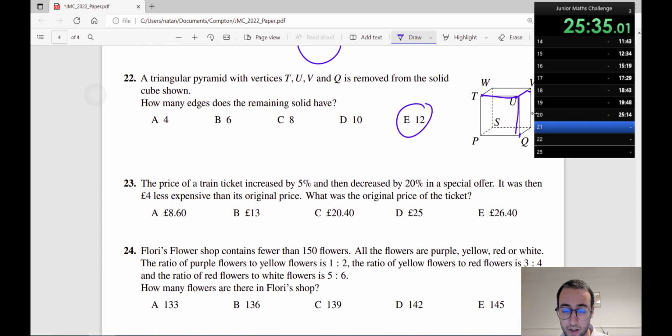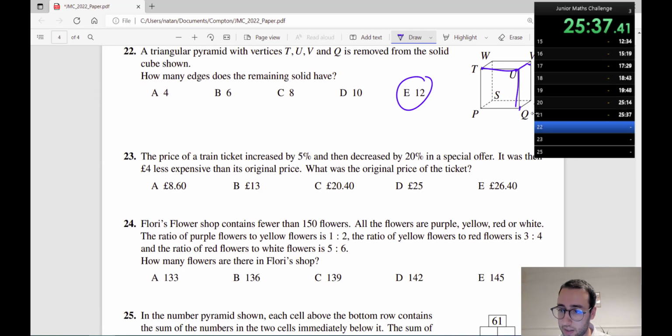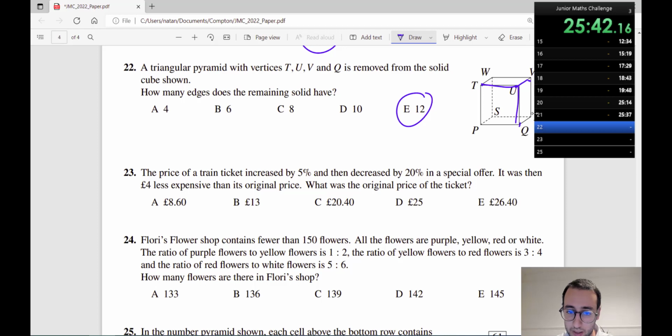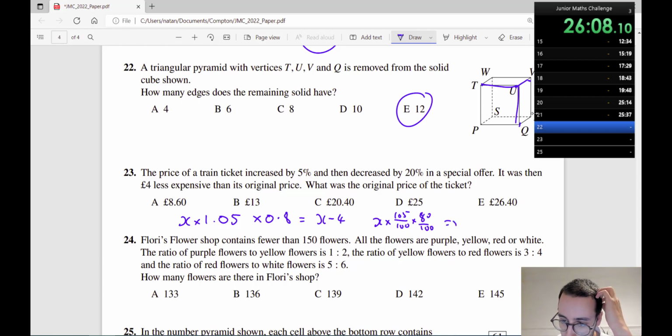That's a weird question. Price of train ticket increases by 5%, then decreases by 20% for a special offer. It was then 4 less. Okay, so we've got x times 1.05 times 0.8, that's a decrease of 20%, equals x minus 4. Okay, let's do some maths. So x times 105 over 100 times 80 over 100. Can I do anything nice with that? Equals x minus 4.